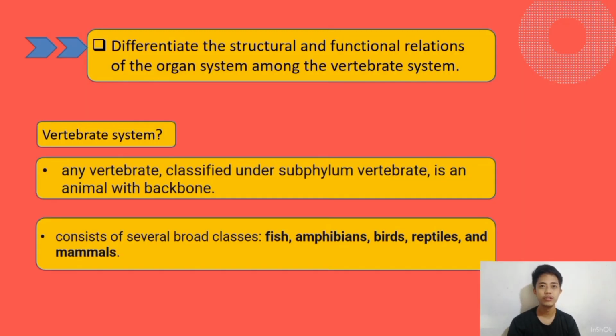So in this section, we are going to learn to differentiate the structural and functional relations of the organ system among the vertebrate system. So what is vertebrate system? So when we say vertebrate, it is an animal with backbone. So any vertebrate classified under subphylum vertebrate is an animal with backbone. It consists of several broad classes such as fish, amphibians, birds, reptiles, and mammals.